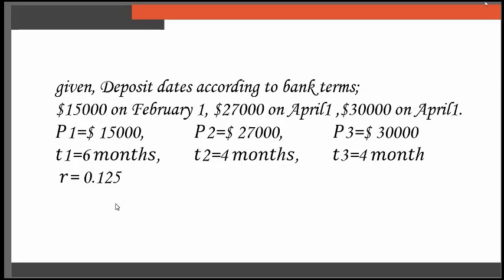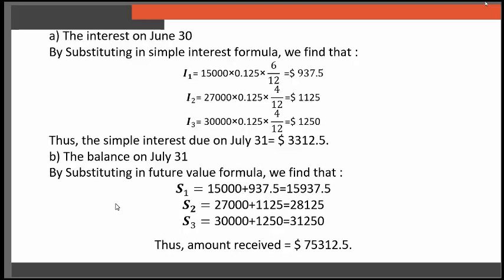We know that R equal to 125 per thousand, or 12.5%. At the first, we will calculate the interest on July 31. By substituting in simple interest formula, we find that I1 equal to $15,000 times 125 per thousand times 6/12 equal to 937.5.